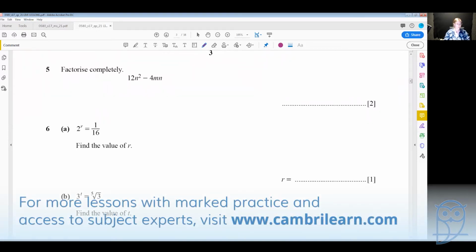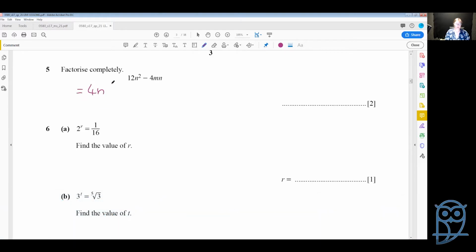Okay, so first we check for common factors. Yes, we do have a common factor. We can take out a 4 and an n from both of these. So let's do that. So 4n, that leaves us with 3n minus m. Can we do anything else with this? No. Okay, so our answer here is 4n(3n minus m).